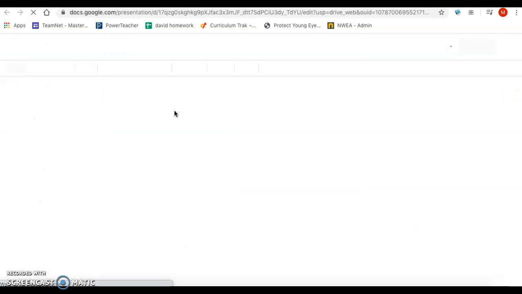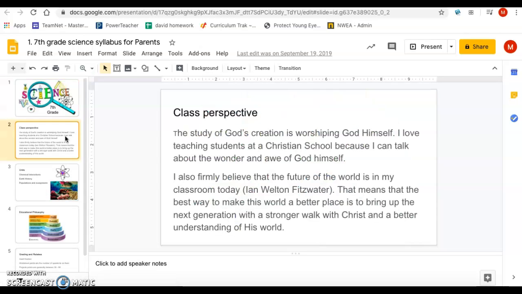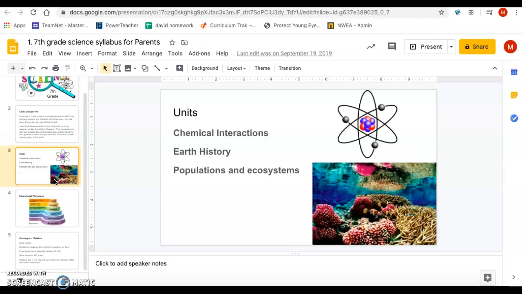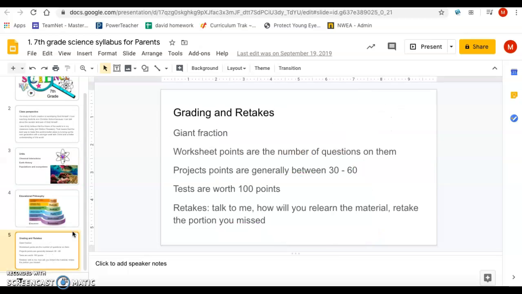So I guess I'm going to be backing up here just a little bit. This is the syllabus I put together for get together night, where parents could come in and learn a little bit more. So I have the class perspective up here, the different units that we study, the educational philosophy that we go into, and some of the stuff about how I grade, how I handle retakes, stuff like that. This is actually false here. Tests are worth, I changed that to be 40 points a piece. Okay. So read through that if you would like to.